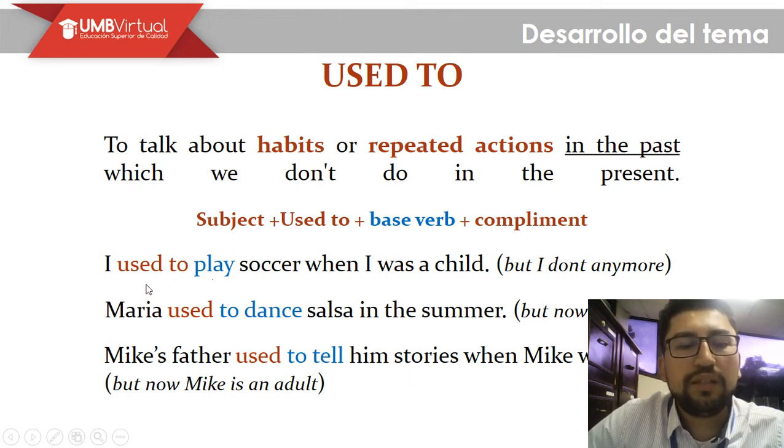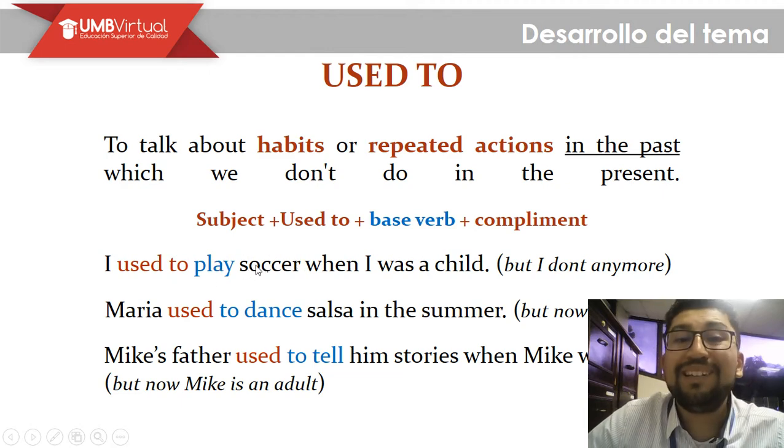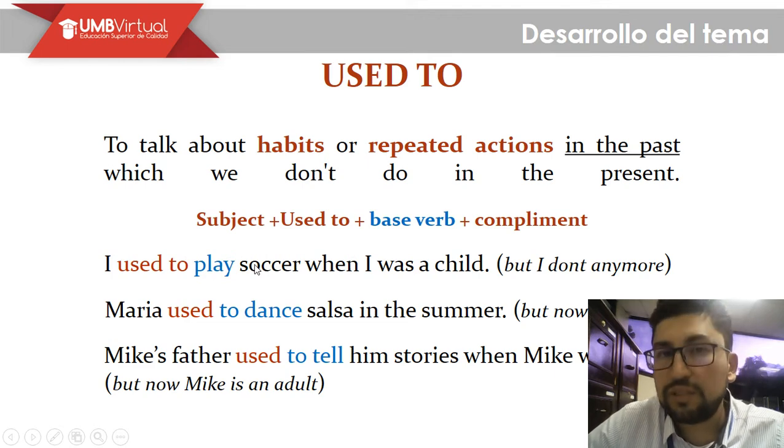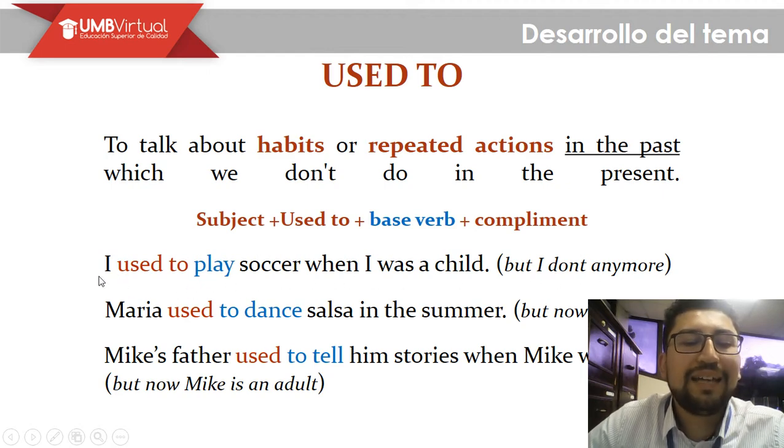So this here in the affirmative form, it functions as if it was an auxiliary, but in the negative form you need the auxiliary did. The negative of this, for example, could be: I didn't used to play soccer when I was a child, right? Maria didn't used to dance salsa in the summer. Mike's father didn't used to tell him stories when Mike was a kid.